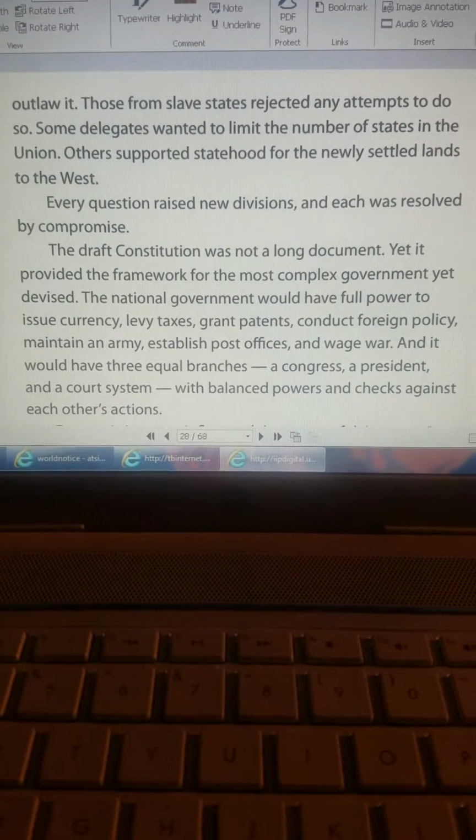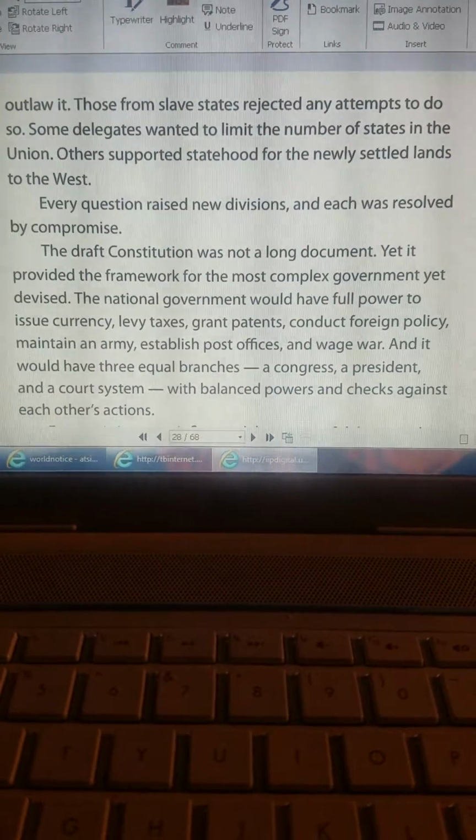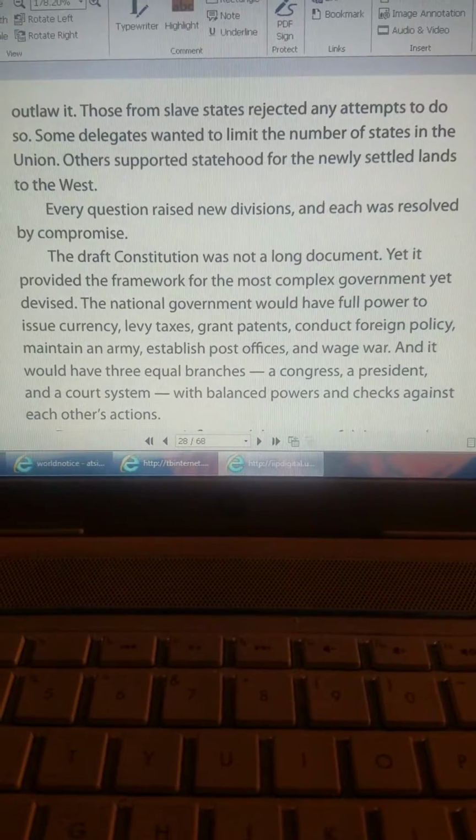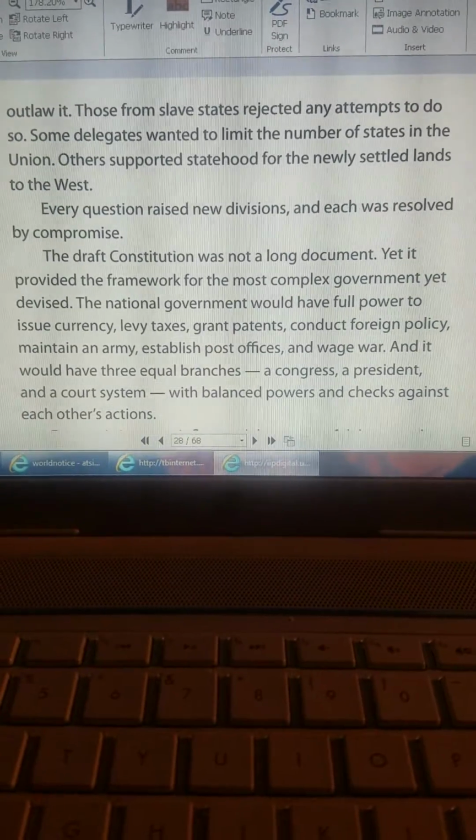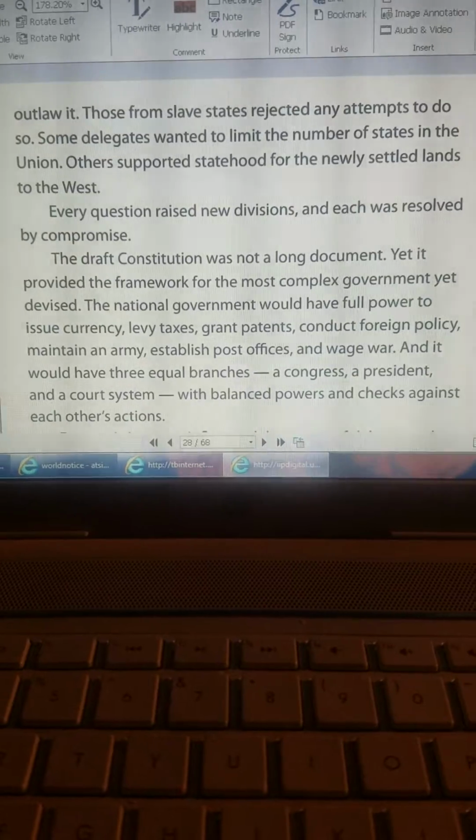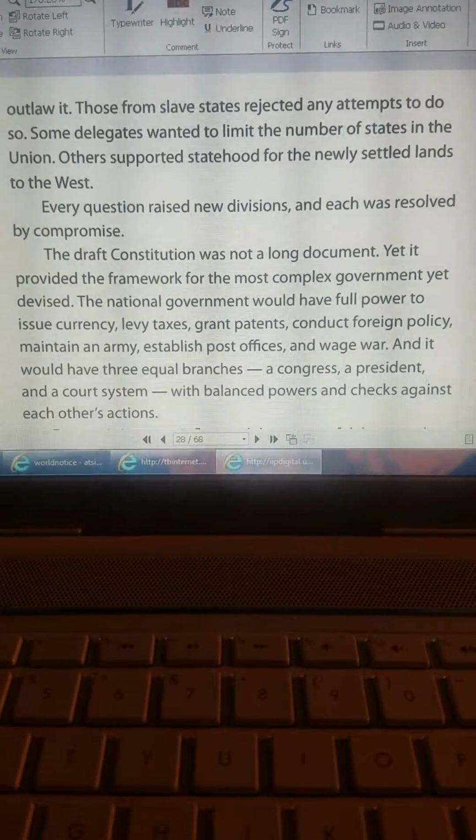Sorry. My apologies. Others supported statehood for newly settled lands to the west. Every question raised new divisions, and each was resolved by compromise.